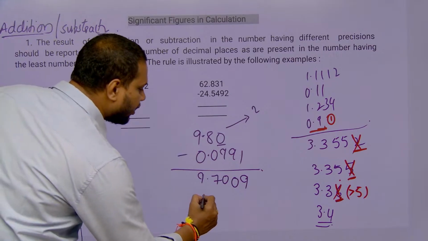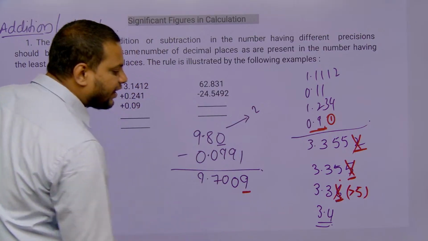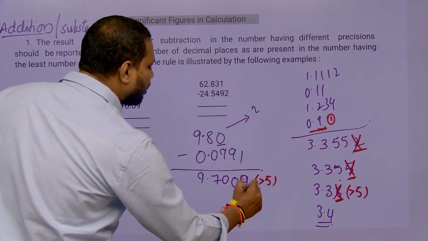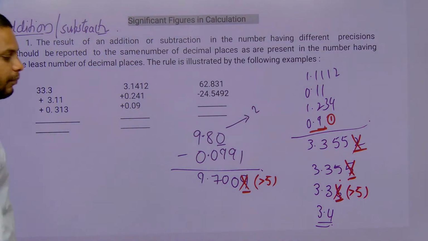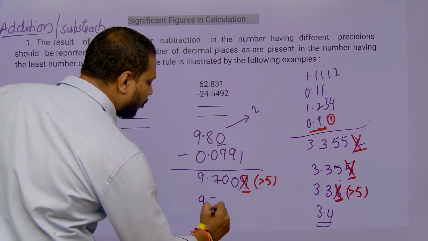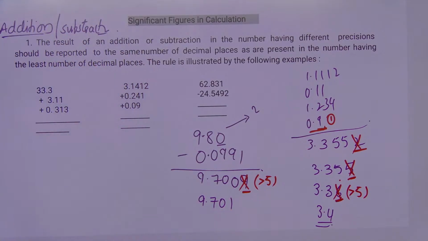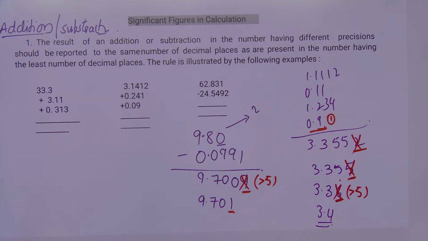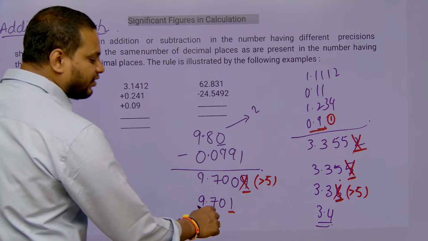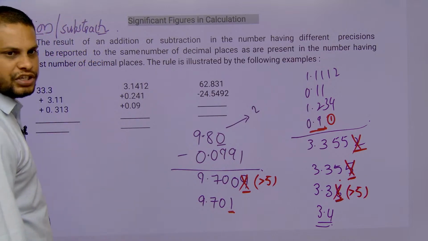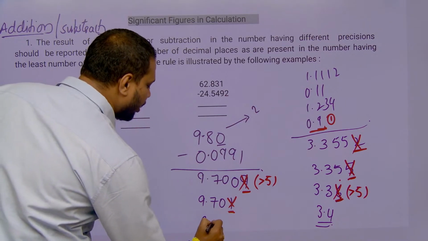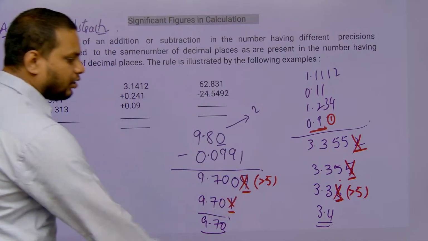If the last digit is greater than 5, cut down the last digit and add 1 to the previous number. So 9.701, then the last digit is there, right? The last digit is less than 5. If the last digit is less than 5, the previous number has no change, so cut down the last digit, then the number is 9.70. Are you clear?